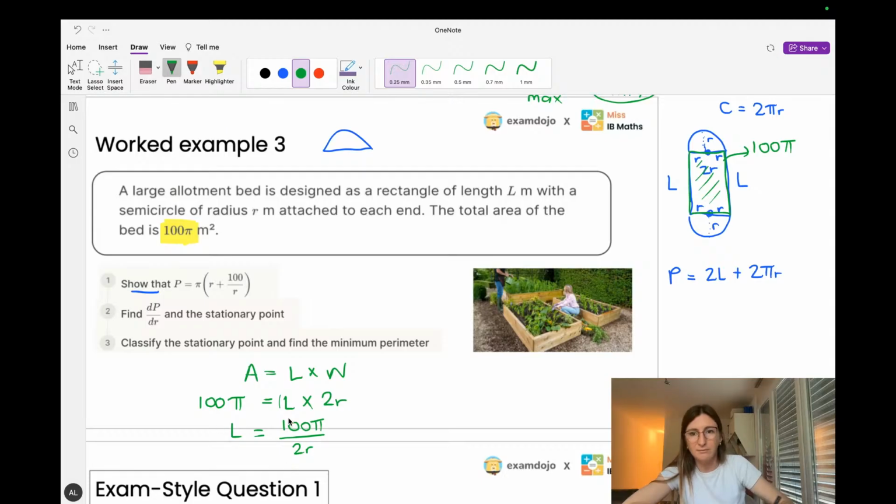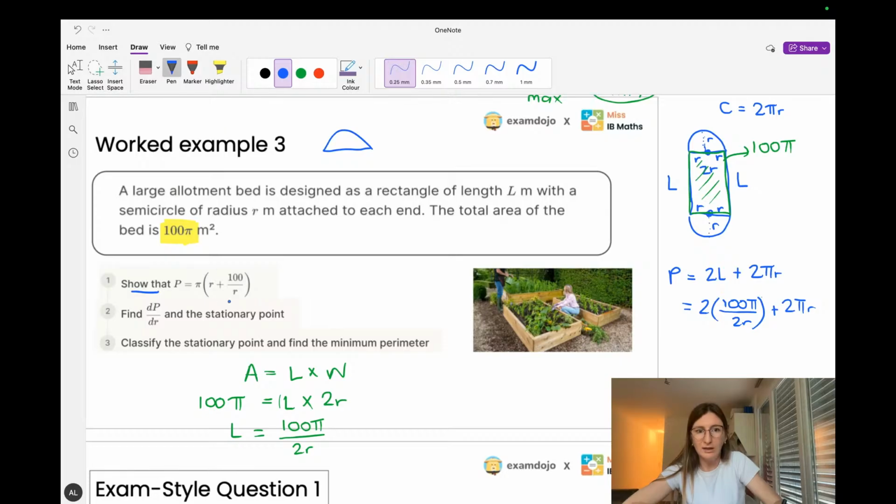So now I've got my L. In this equation, I'm going to take out my L and put in this equation. Let's see what that looks like: 2, not L, but 100 pi over 2r. You can see we're getting closer there. Plus 2 pi r. Okay, this is now all in terms of r.